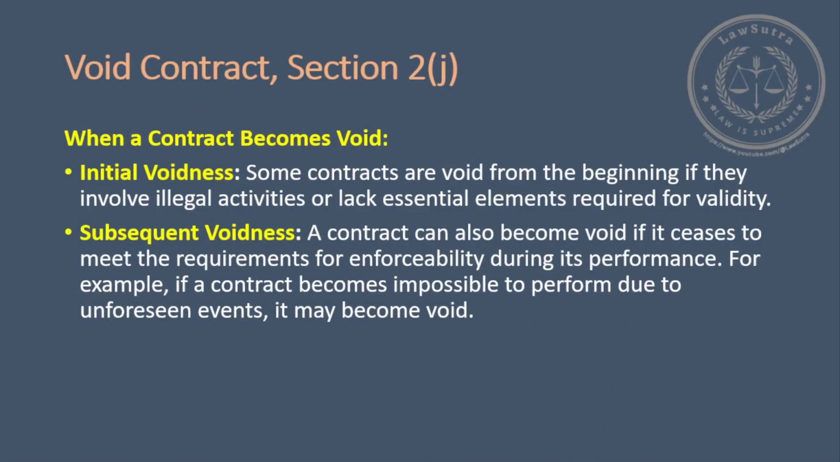When a contract becomes void. First one is initial voidness. Some contracts are void from the beginning if they involve illegal activity or lack essential elements required for validity. Next one is subsequent voidness. A contract can also become void if it ceases to meet the requirements for enforceability during its performance. For example, if a contract becomes impossible to perform due to an unforeseen event, it may become void.